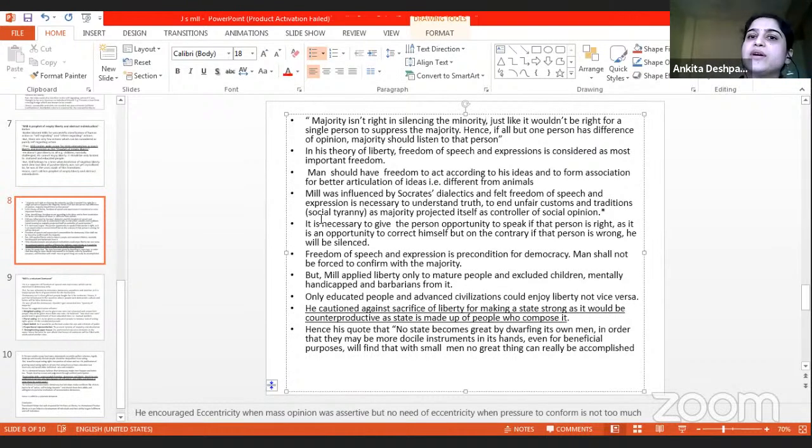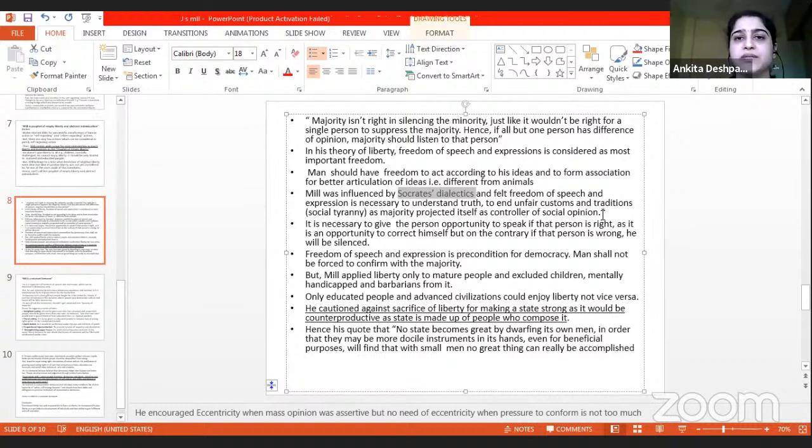He says, go back to Socrates, go back to Plato. Plato spoke about the concept of dialectics. I told you the Republic is in the form of dialectics, that is dialogue form. Mill is using the same concept. He says, how will you come to know what opinion is right or what is wrong? By using this concept of Socrates' dialectics. Dialectic meaning debate, discussions with each other, and felt that freedom of speech and expression is necessary to understand truth, to end unfair customs and traditions, as the majority projected itself as a controller of social opinion.